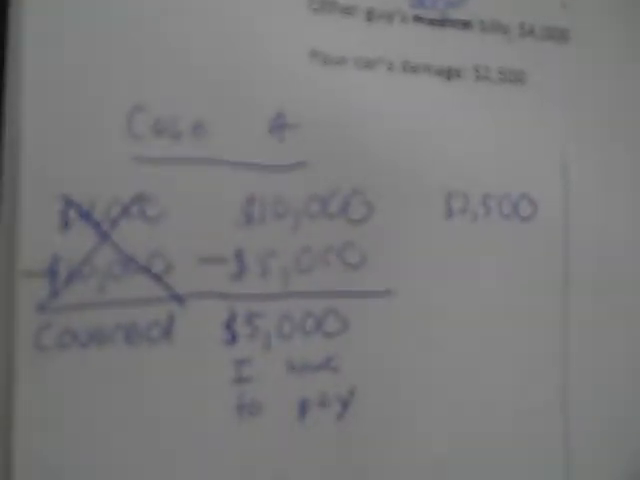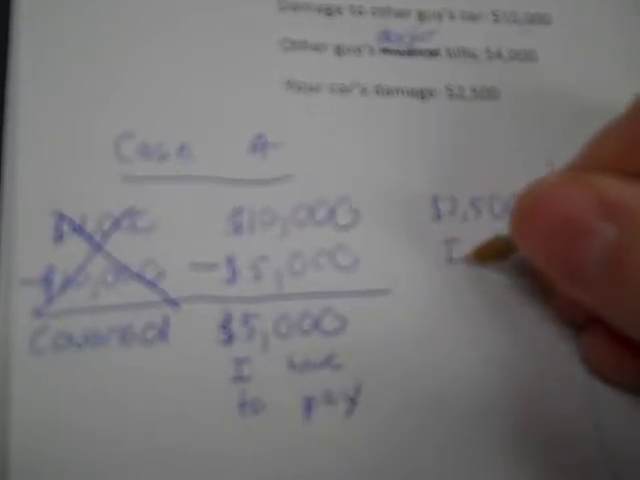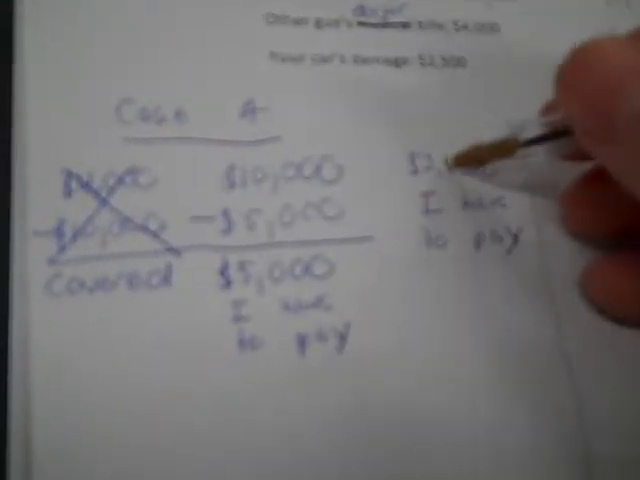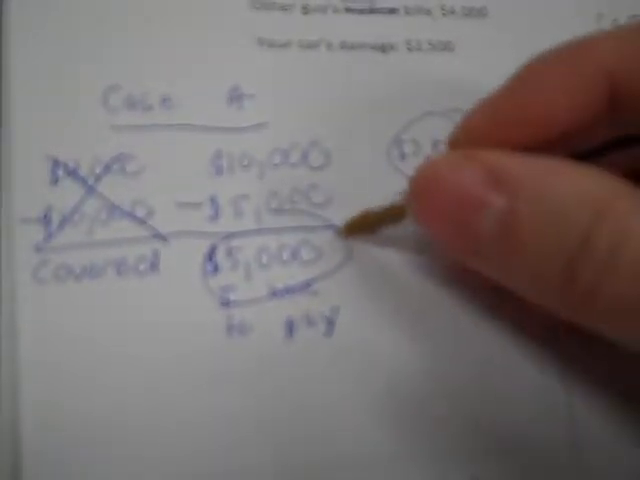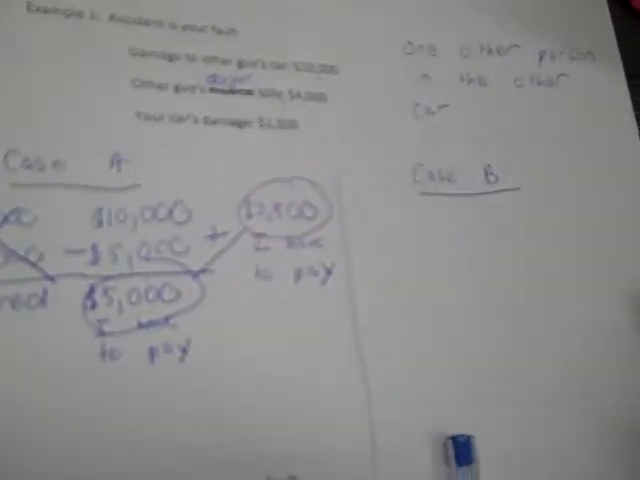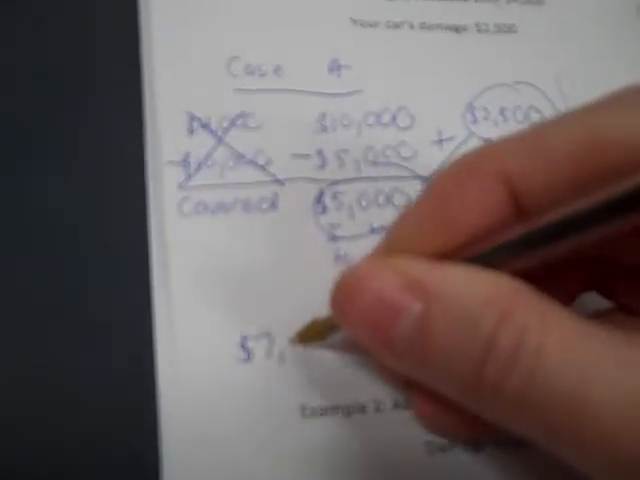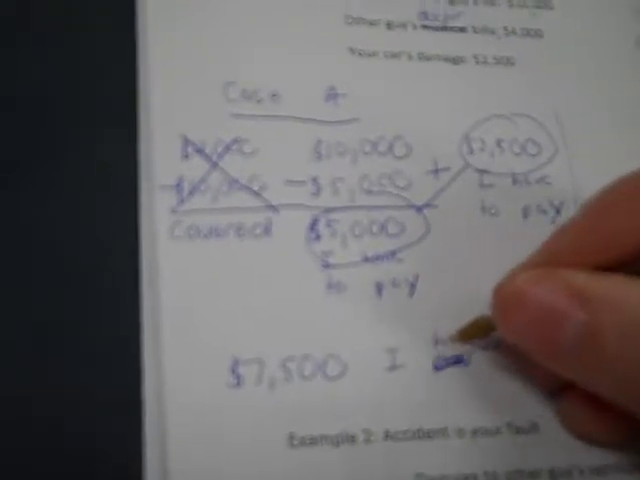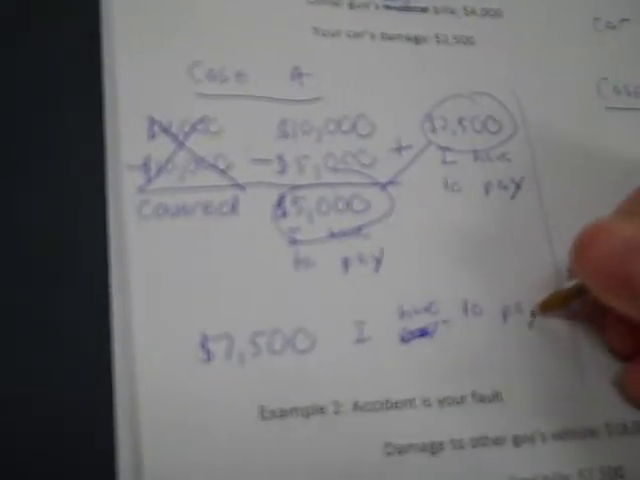Now I have to pay to get my own car fixed, okay? Now, liability insurance, your own car will not get fixed. You will always have to pay that, okay? I have to pay, okay? So I have to pay this, and I have to pay this. So we're going to add those together, okay? So 5,000 plus 2,500 is 7,500. So I owe, or I have to pay, because I have to pay to get my own car fixed too.